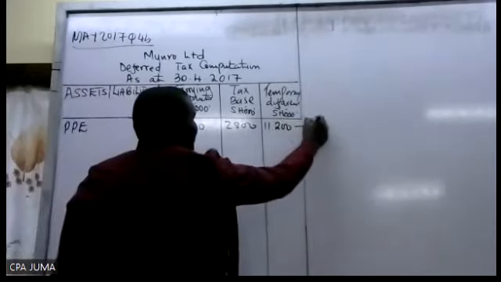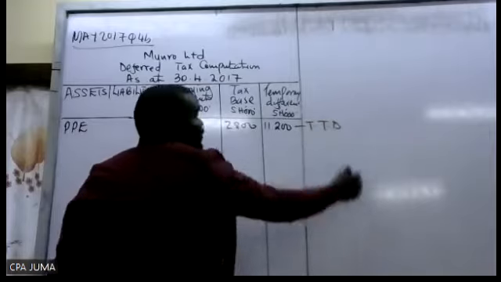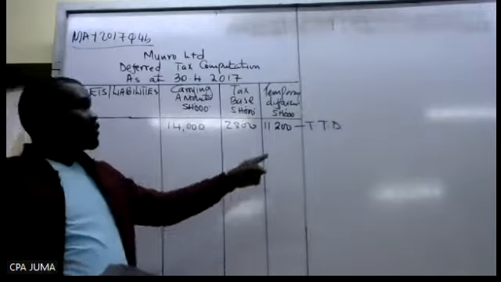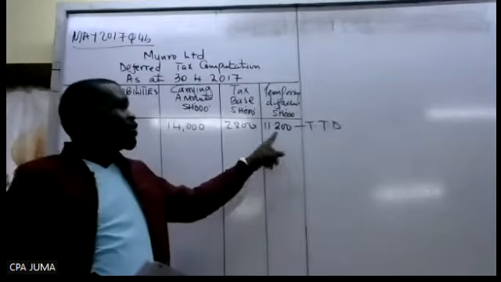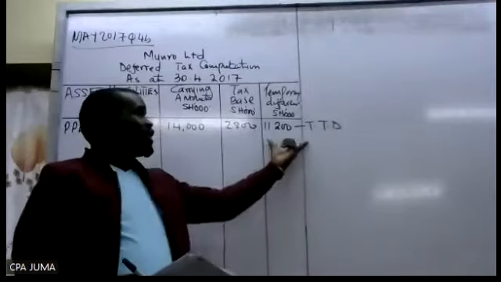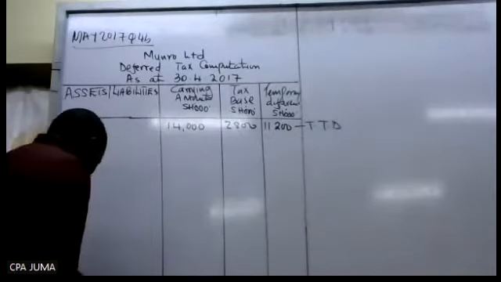This is called TTD. TTD stands for taxable temporary differences. And this one will lead to a deferred tax liability. Positive is tax. Let us be positive. So this is a liability. This is taxable temporary differences.